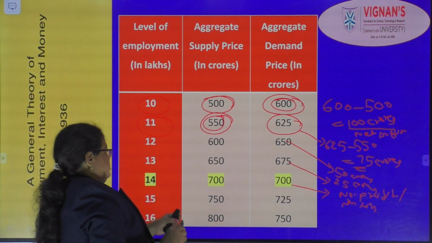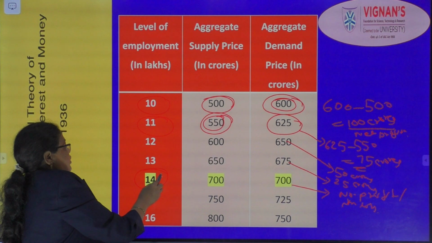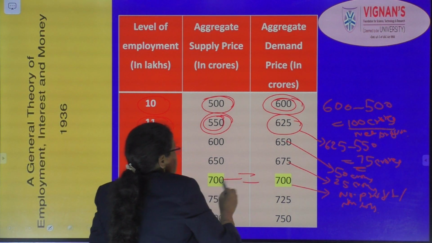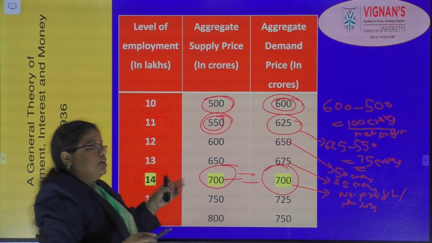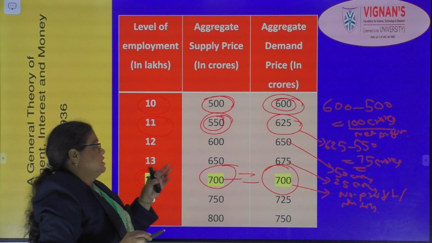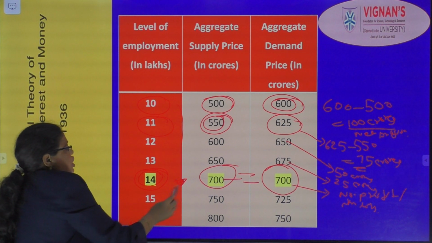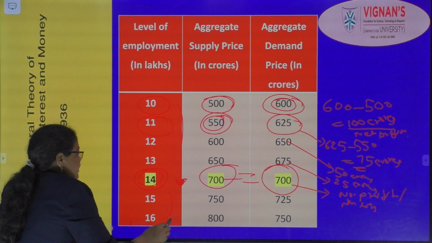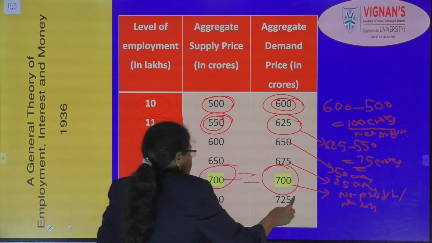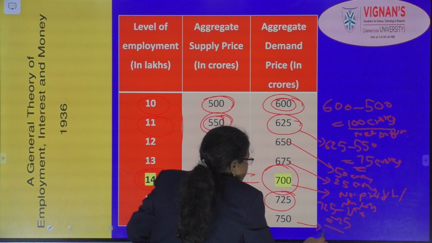700 minus 700. This is the effective demand. The 14 lakh level of employment generation is called effective demand, where the aggregate demand is equal to aggregate supply. That point is known as effective demand. Up to effective demand, employment generation is possible. Suppose beyond this limit employment generation is possible, then we will get losses rather than profits. That means 725 minus 750, that is minus 25 crores loss, minus 50 crores loss.